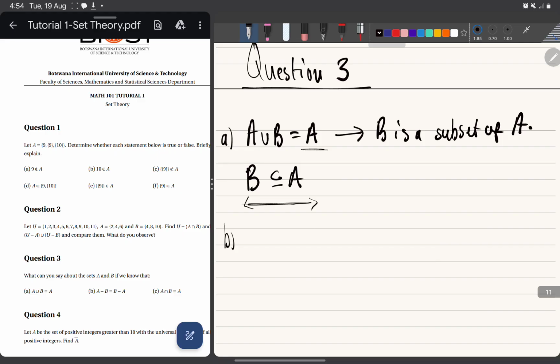So B is a subset of A. If B is a subset of A, it means everything in B is also in A. Right? So that's why it never brought anything. Now we are seeing this second one, which says A minus B is equal to B minus A.